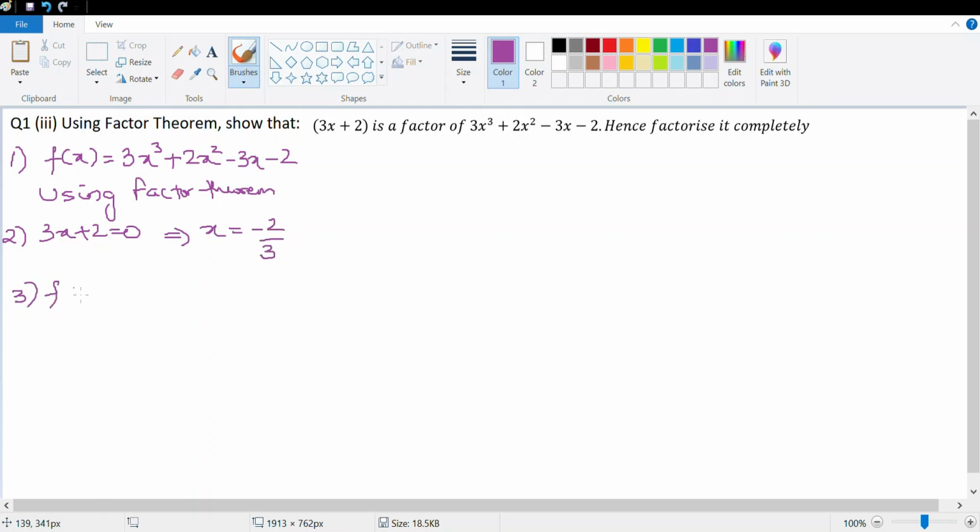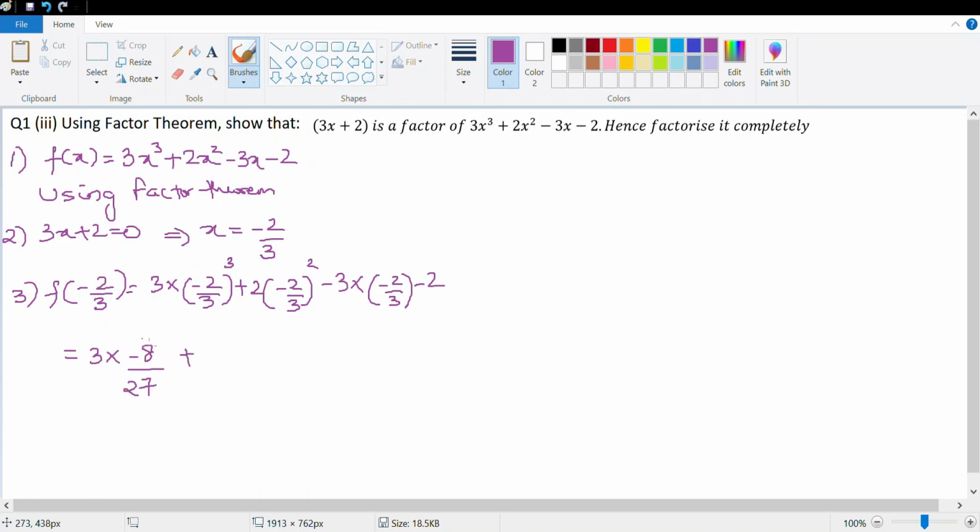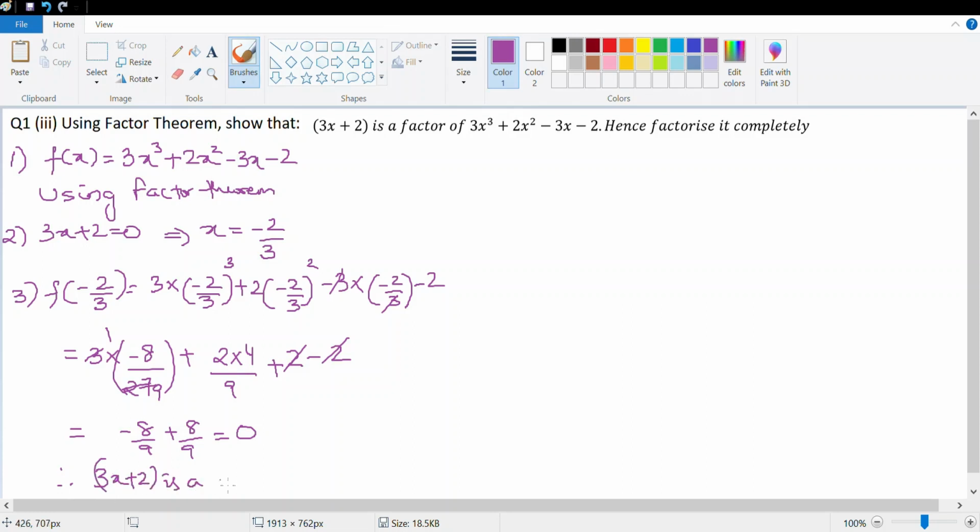Let's figure out the value of the expression when x is negative 2 by 3. So that would be 3 multiplied with negative 2 by 3 cubed plus 2 multiplied with negative 2 by 3 whole squared minus 3 multiplied with negative 2 by 3 minus 2. So that's 3 multiplied with negative 8 upon 27 plus 2 multiplied with 4 upon 9. This is plus 2 and this is minus 2, so plus 2 minus 2 gets cancelled. This is negative 8 by 9, and this is plus 8 by 9, which is equal to 0. So since remainder is 0, therefore 3x plus 2 is a factor.